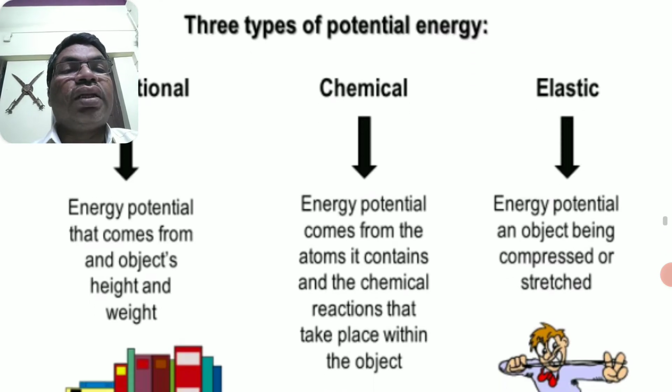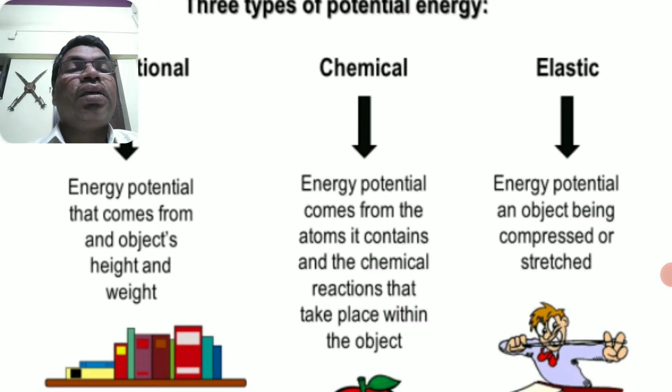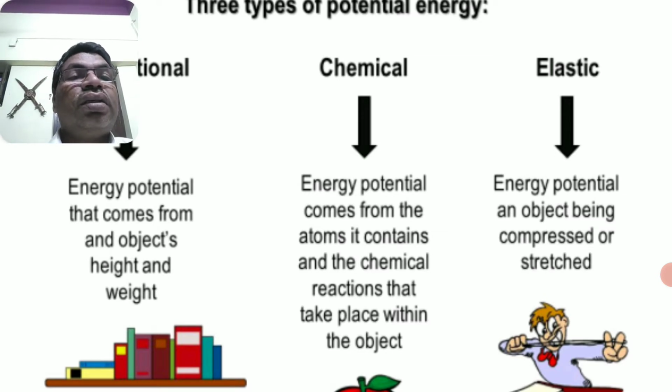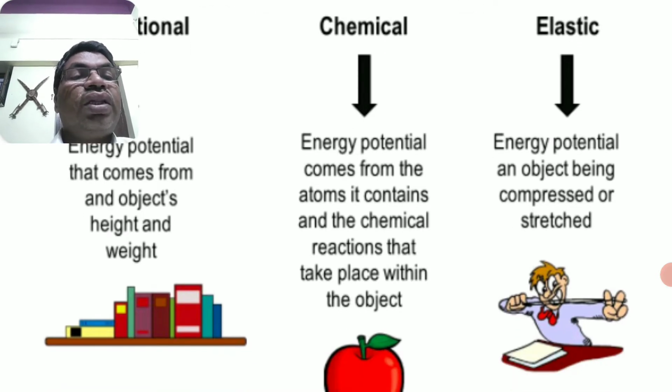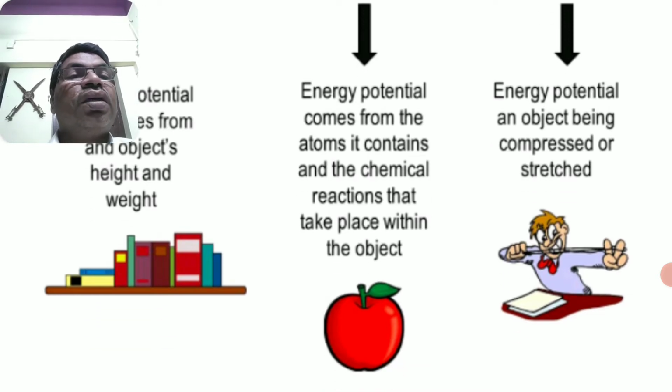Gravitational potential energy is the energy potential that comes from objects at a certain height and due to weight. Chemical energy is energy potential coming from the atoms it contains and the chemical reactions that take place within the object. Elastic energy is energy potential in an object being compressed or stretched, like a spring.